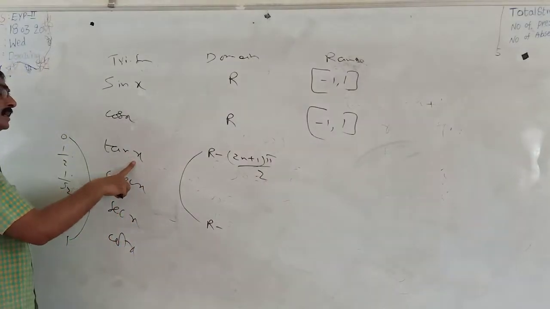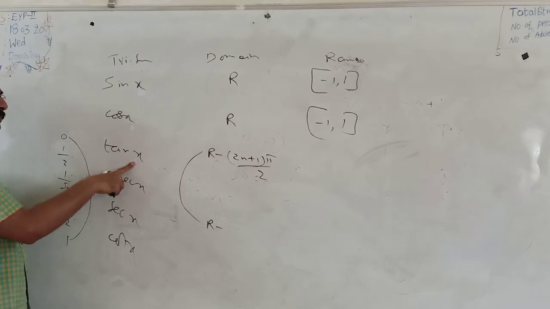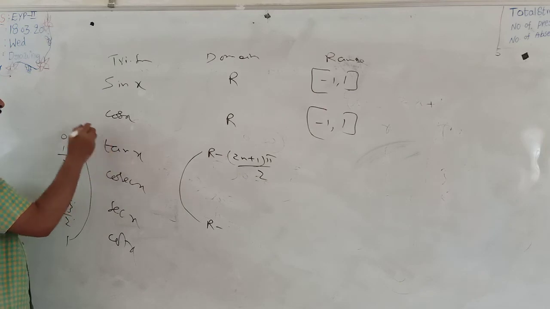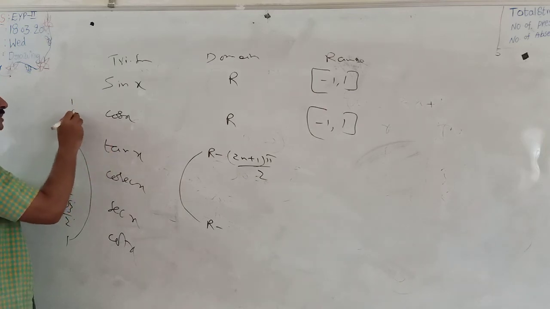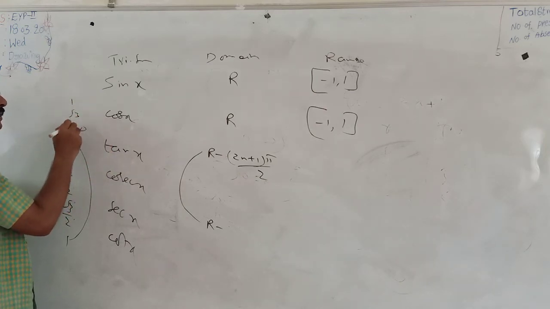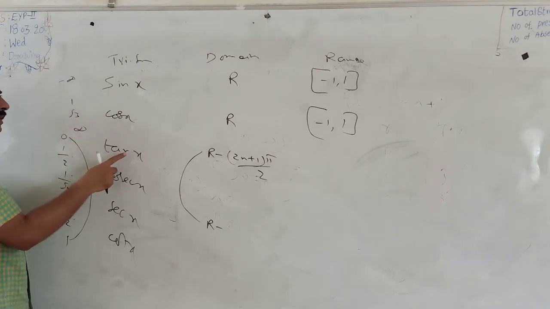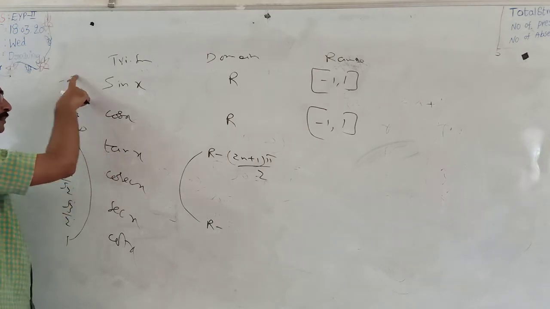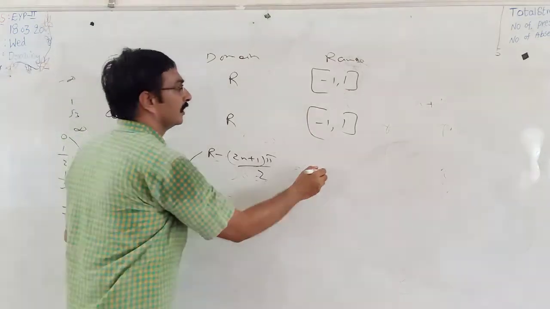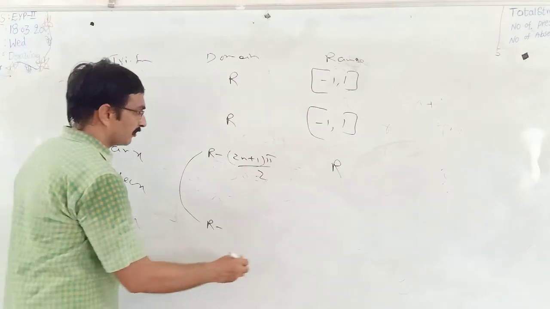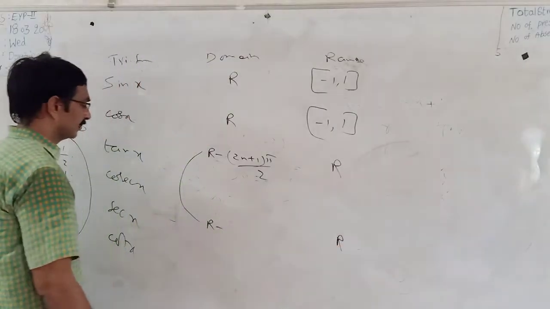Range of tan x is -infinity to +infinity. Tan 0 is 0, tan 45 is 1, tan 60 is root 3, tan 90 is infinity, tan of -90 is -infinity. So, the possible values of tan x are -infinity to +infinity. Range is R. The range of cot x is also R.